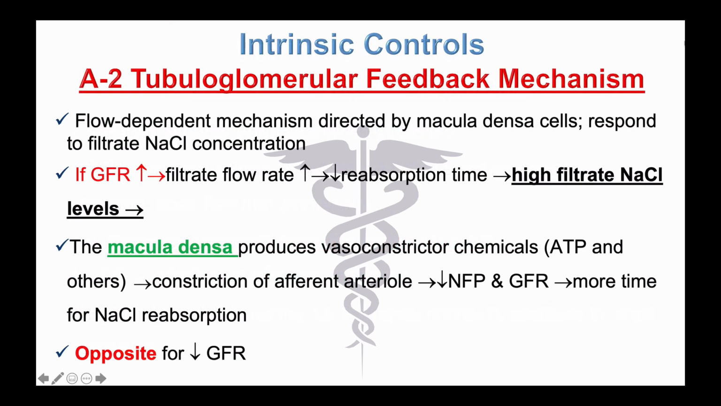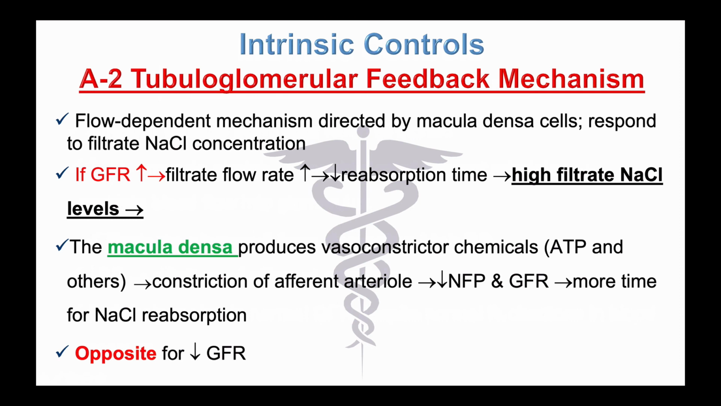Then the next mechanism is the tubuloglomerular feedback mechanism. It is a flow-dependent mechanism directed by the macula densa. As I told you, the macula densa consists of mechanoreceptor cells that decide the flow dependence, and it also responds to the filtrate sodium chloride concentration. If the glomerular filtration rate increases, then filtrate flow will increase, reabsorption will decrease, and a high filtrate sodium chloride level will result.